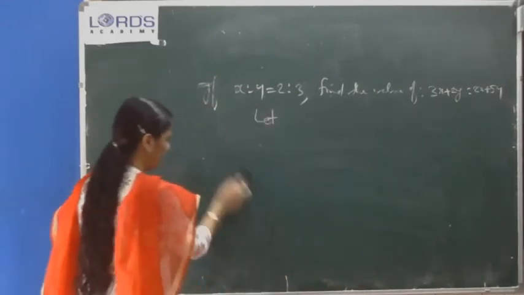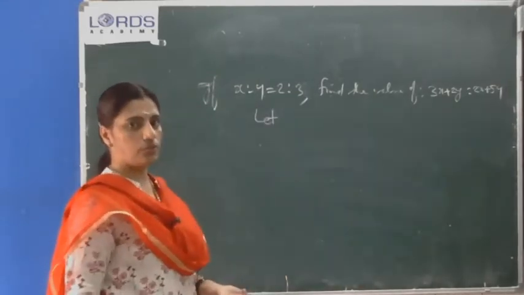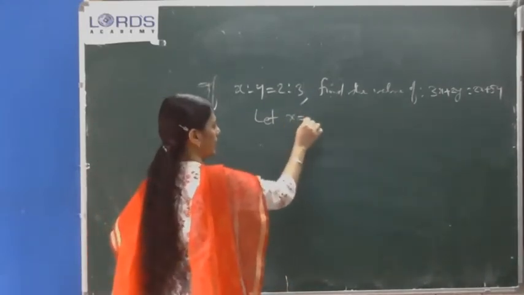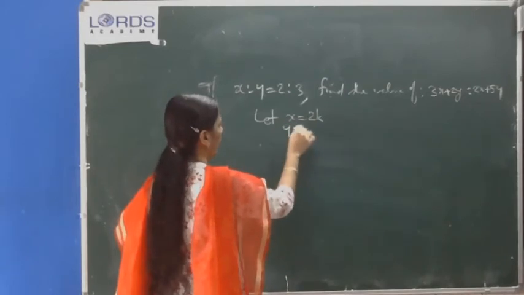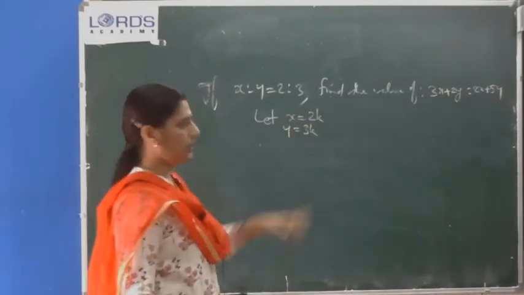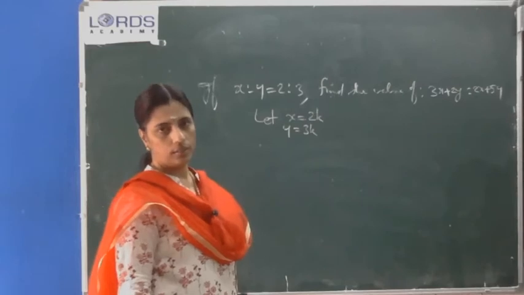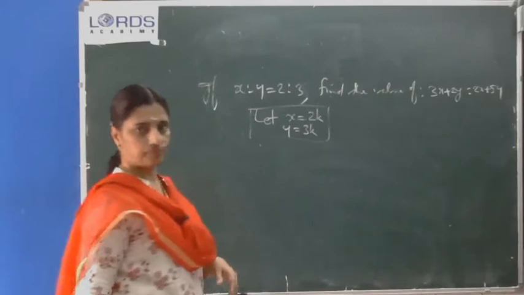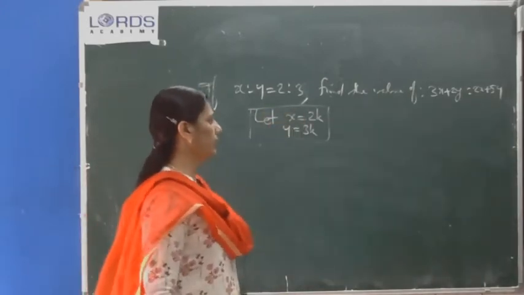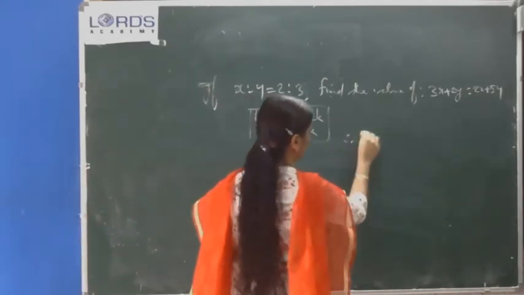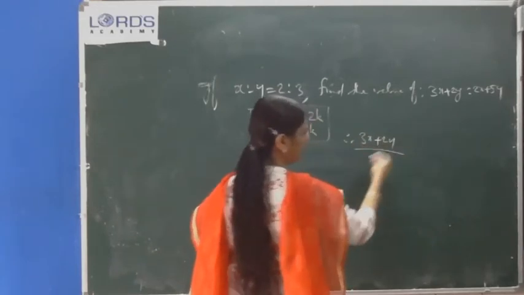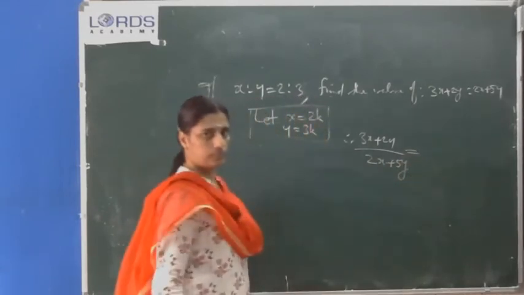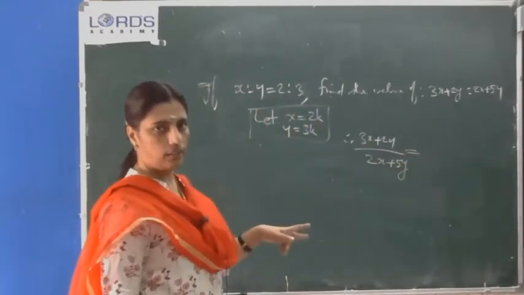I think the textbook itself gives 3 methods for one question. I prefer this one, because we were taking like that x is equal to 2k, y equal to 3k, then substitute in that. We will get the ratio. This is the assumption. Since 2 is to 3, x is 2k, y equal to 3k. Therefore, 3x plus 2y by 2x plus 5y, I am writing in fraction form, that only we have to find, no? So that I have written at first.